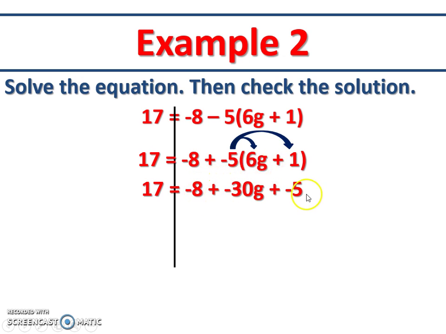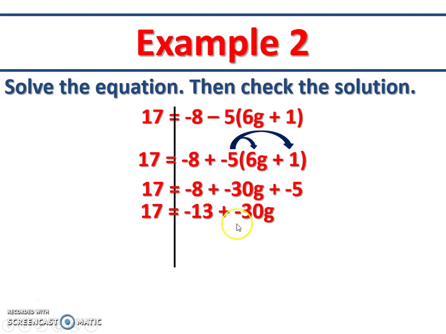So on the right side, I've got -8 and -5 are both constants, meaning they don't have a variable in them, so I can combine those together. -8 plus -5 adds up to -13. So I now have 17 is equal to -13 plus -30G.